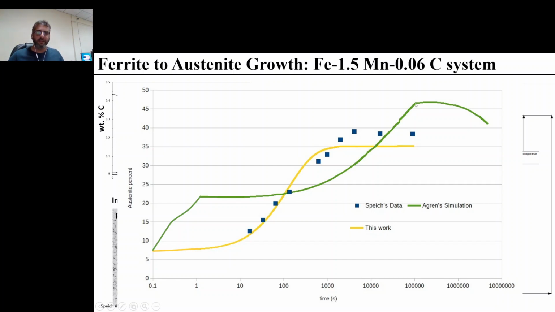In their simulation, you see that the austenite fraction reaches a maximum value and then it starts to decrease again. So this is attributed to the redistribution of manganese in the austenite phase again. In our calculations, we did not have to assume a priori any para-equilibrium conditions, especially during the start of the growth, and the austenite growth came very naturally as an outcome of the model.